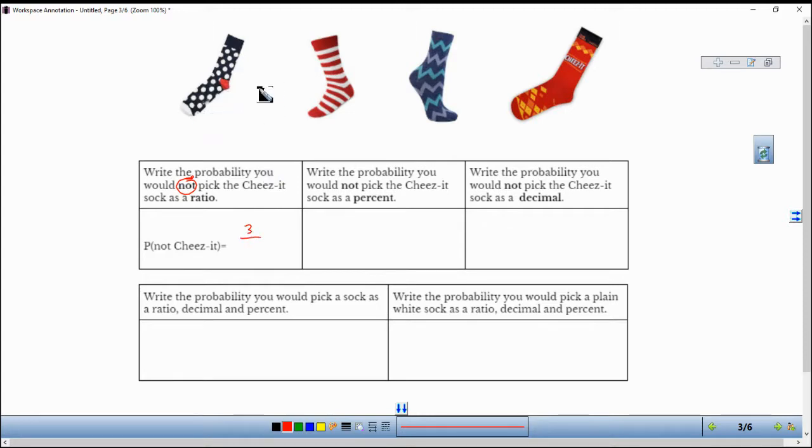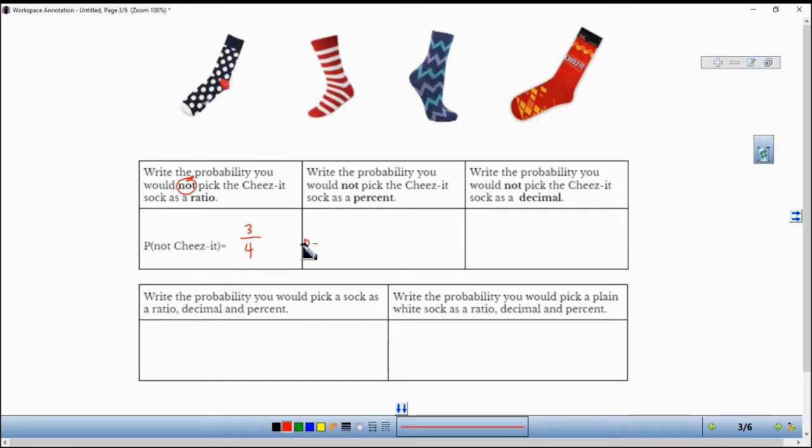And how many total outcomes could there be? Well, there's 4 total socks. So the probability of not picking the Cheez-It one is 3 to 4. There are 3 favorable outcomes out of 4 to not pick it. All right, well, let's write this as a percent.